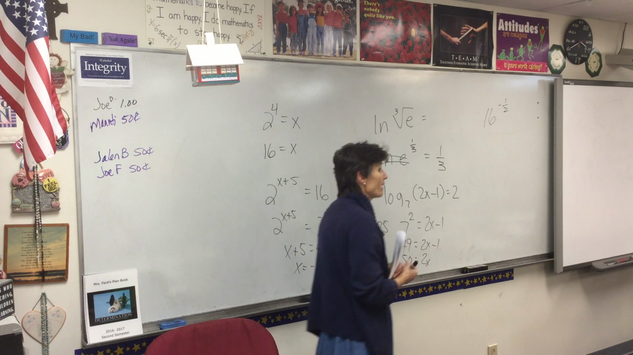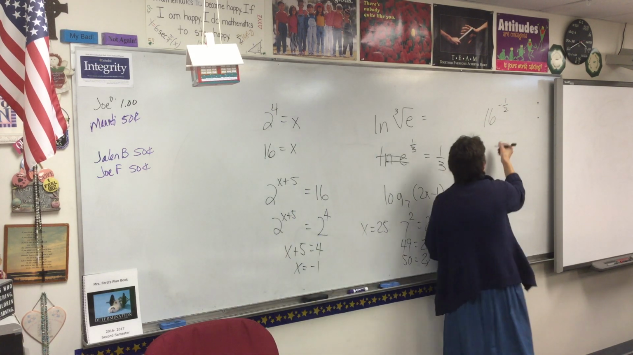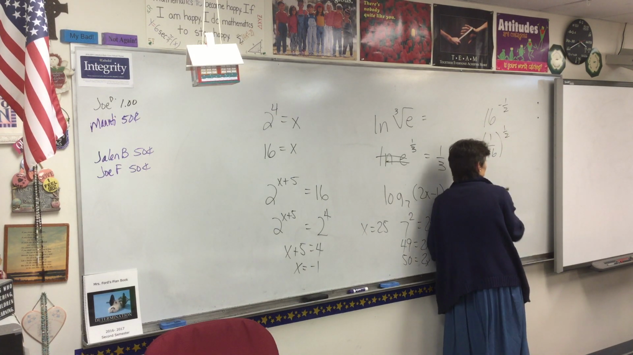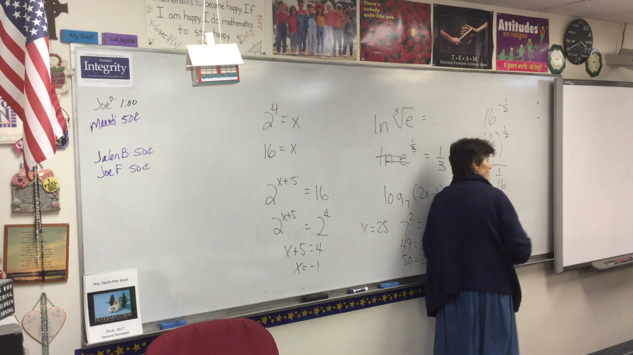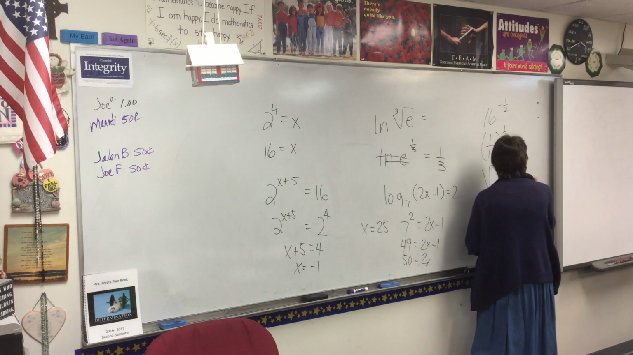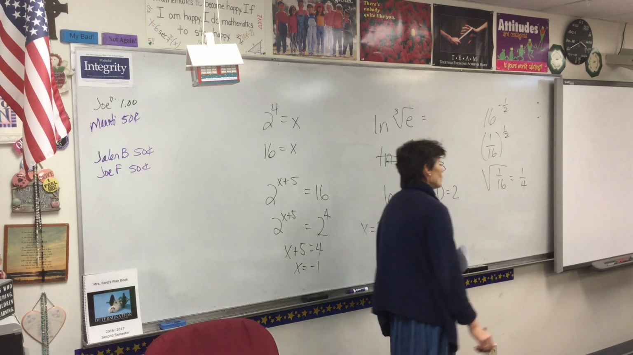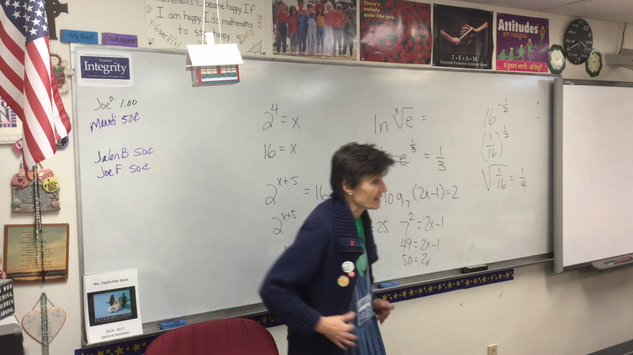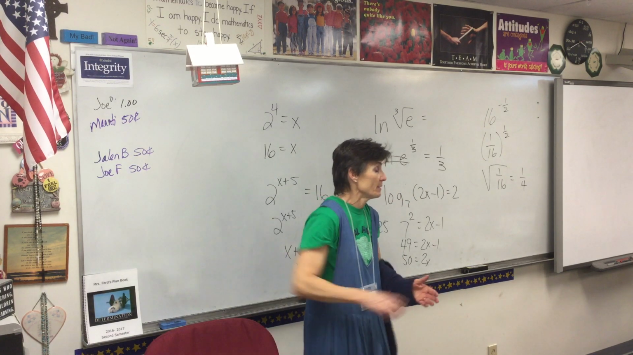16 to the negative 1/2. So it would be 1/16 to the 1/2, which means the square root of 1/16. Yep. Which means 1/4. Kids, you're gonna get good if you practice. You've got to know radicals are fractional exponents, and you gotta know that when you have a negative, you need to flip it.